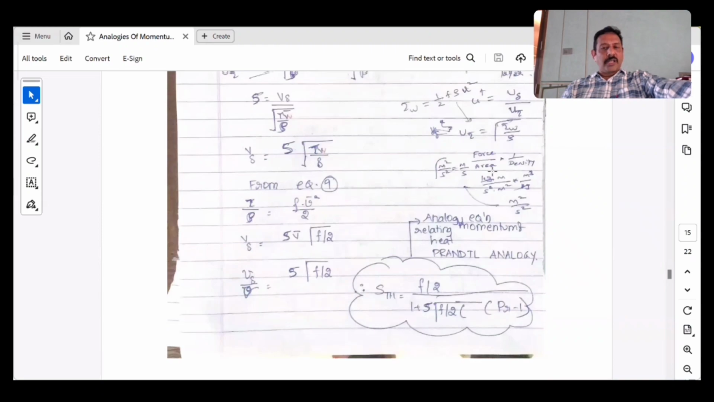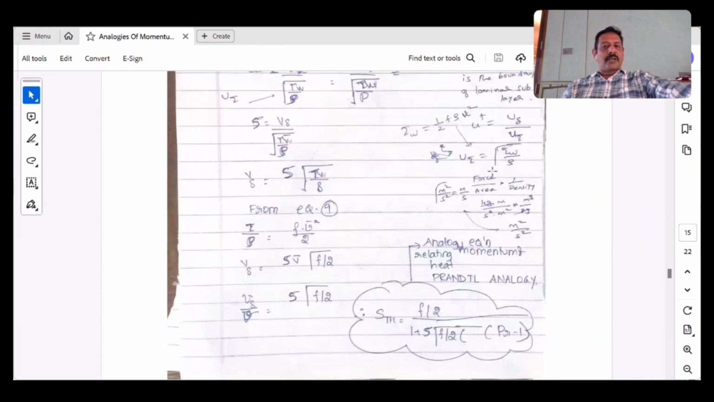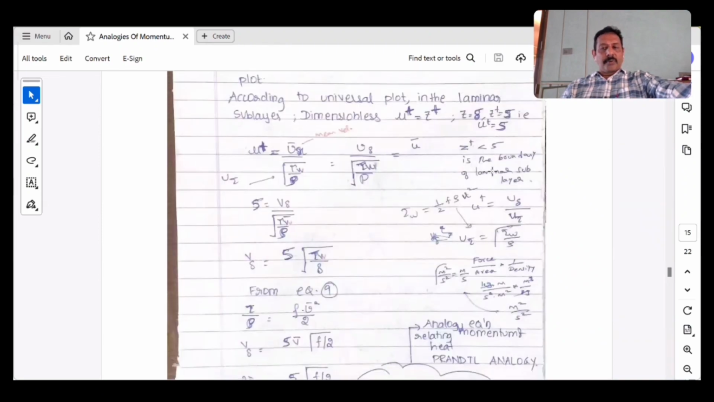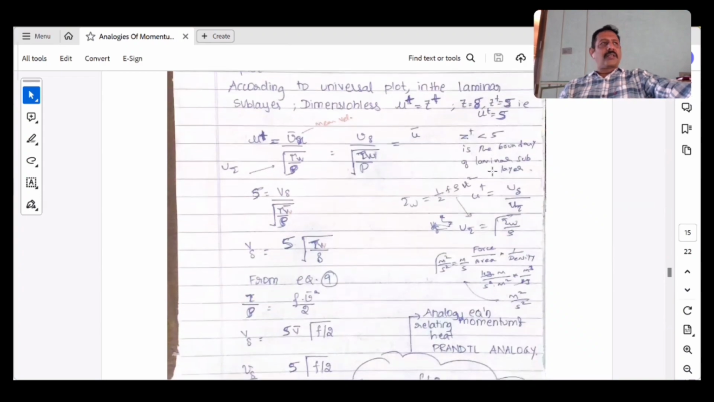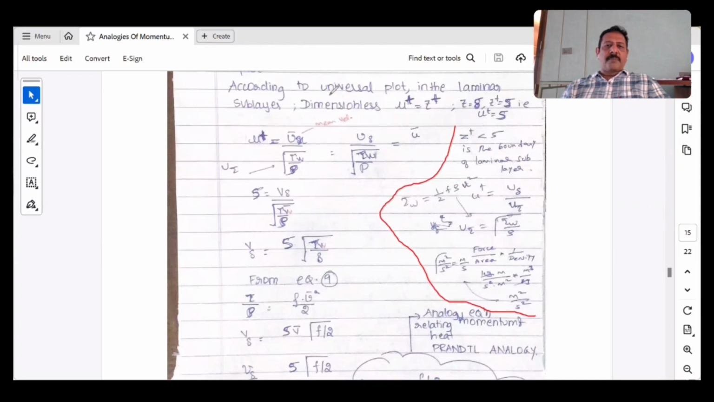Just take notes on Prandtl analogy once. I think yesterday I sent it to Jiva, and I think he has circulated it. I have explained all this a bit more than in the earlier notes. Those who are more interested can just type universal plot distribution. Okay, so based on that analysis I write velocity in dimensionless form.